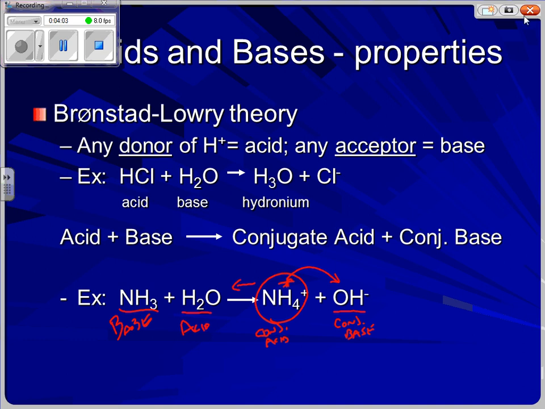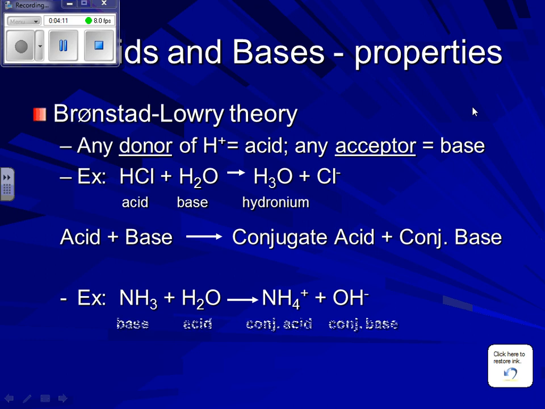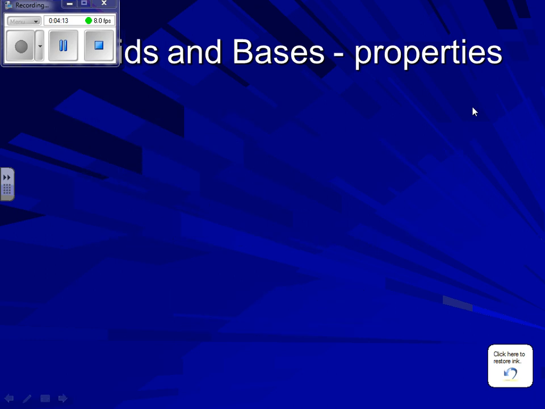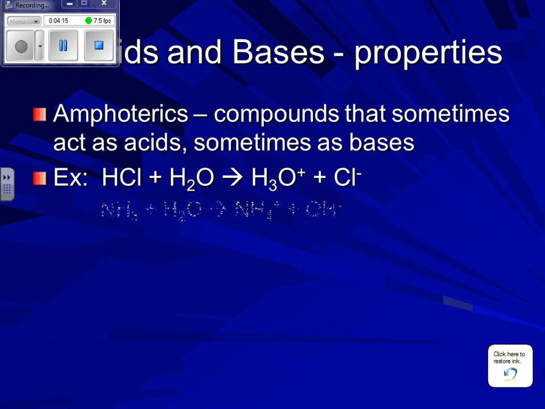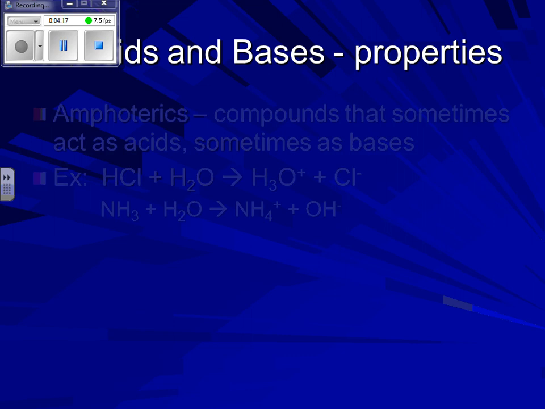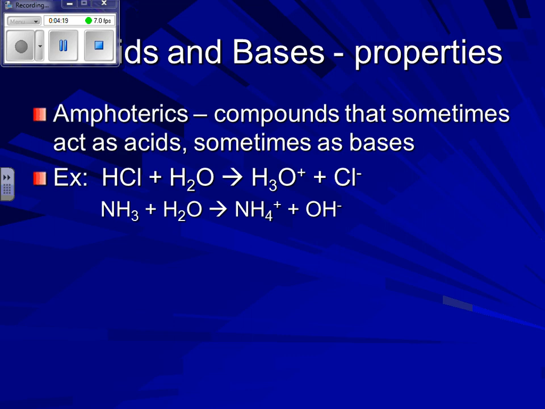Now notice in both cases, water in one case is a base, in the other case is an acid. So you can't tell what one thing is going to be versus another. So what I want you to do is keep in mind that some things are going to be amphoteric. Amphoteric means it sometimes acts as an acid, sometimes a base, and you won't be able to predict what's going to happen until you track that hydrogen.